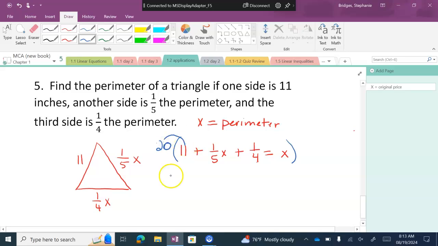20 times 11 is 220, plus, what is 1/5 x times 20? Plus, what is 1/4? Oh, I forgot my x there. What is 1/4 x times 20? 5x. And then what I did see is a few people are forgetting that x needs to be multiplied as well. 20 times x is just 20x.